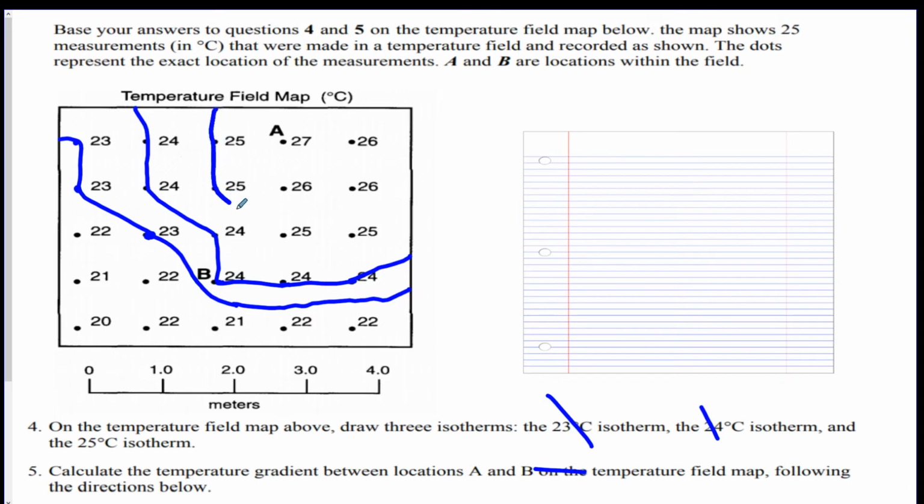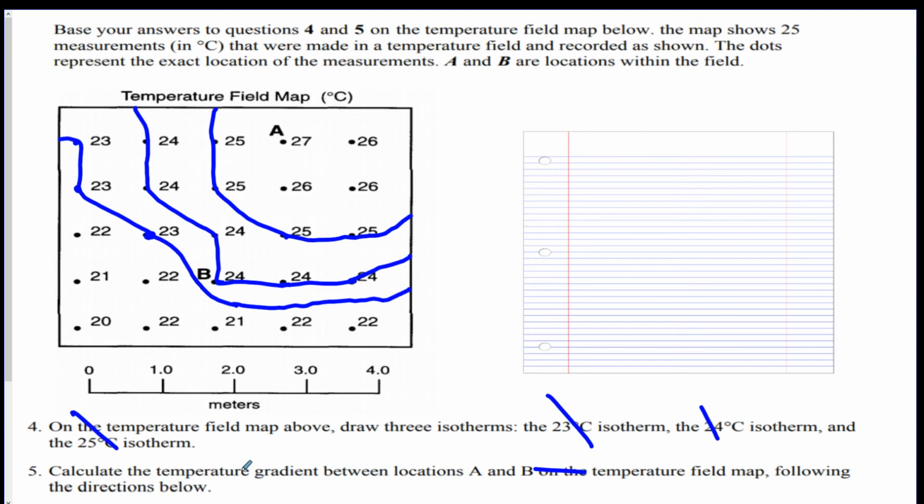And then 25, 25, 25, 25, 25, and 25. Notice when I just drew my 25, like we did the last time, we check that all the numbers on one side are bigger, and all the numbers on the other side are smaller. So that's all done. There's my 3 lines.